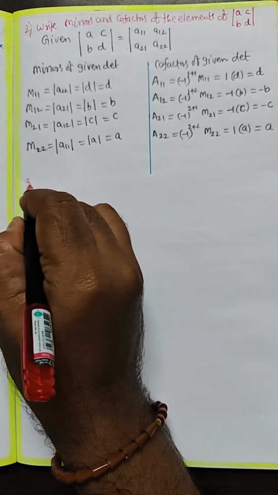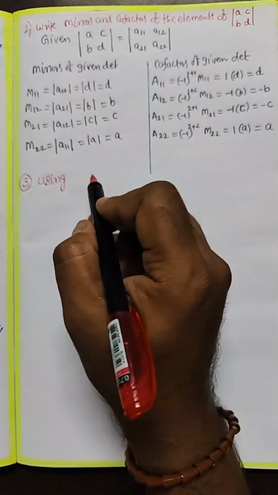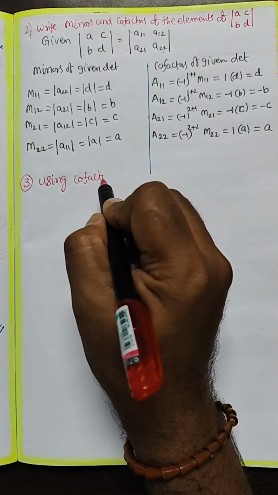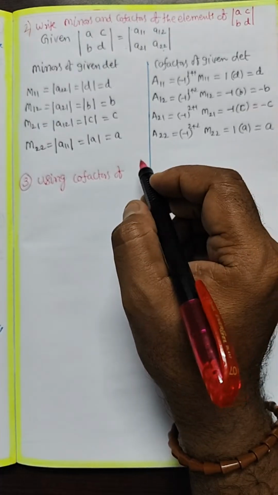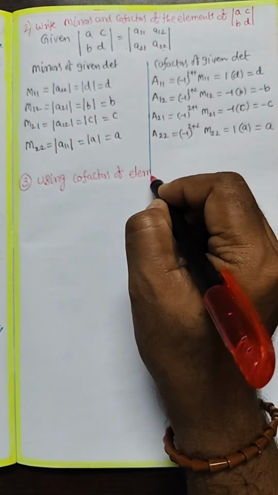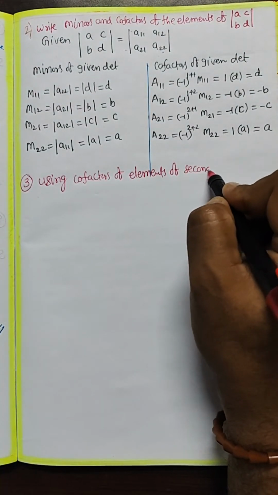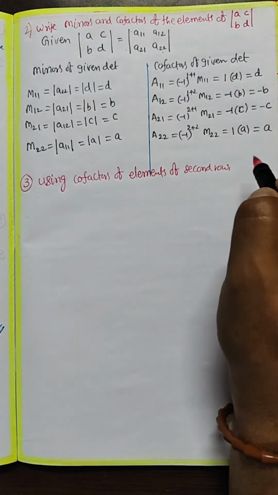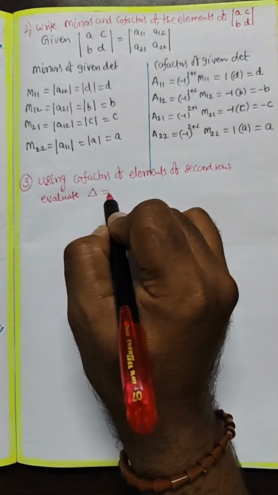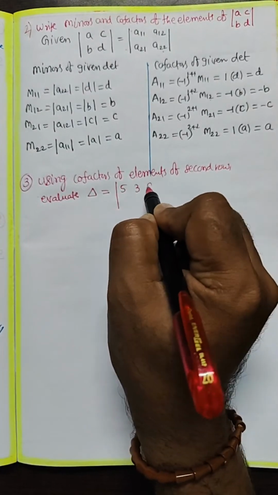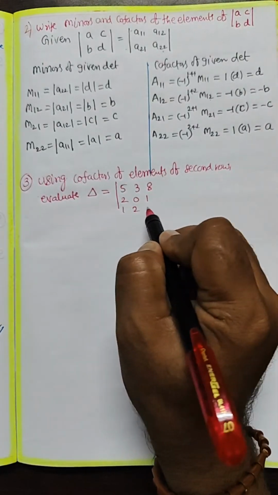Question number 3. Using cofactors of elements of second row, evaluate delta equal to 5, 3, 8, 2, 0, 1, 1, 2, 3.